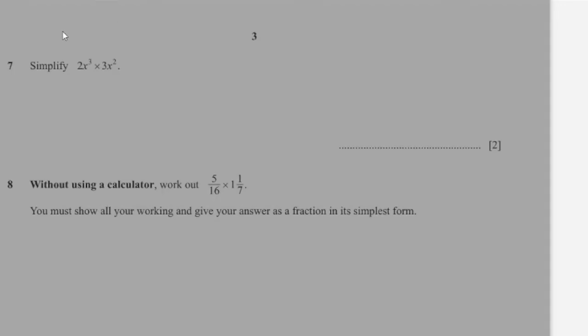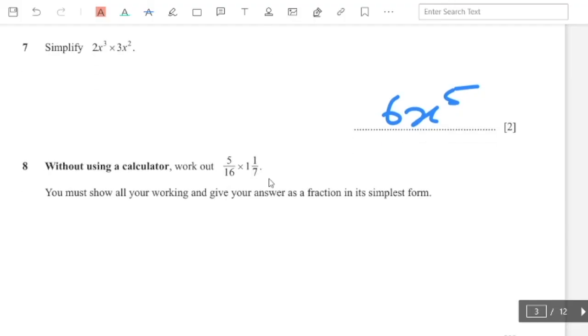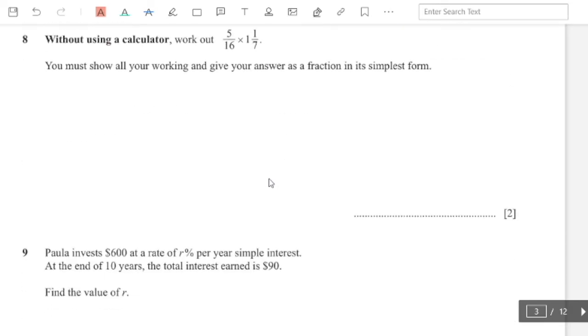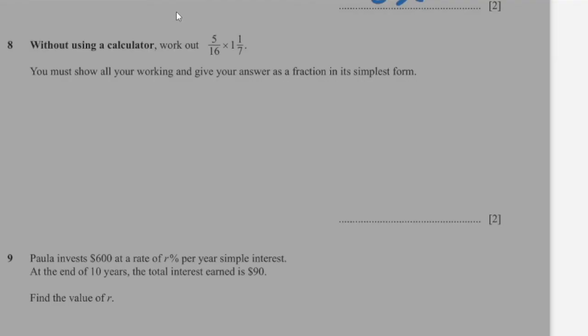7. Simplify 2x cubed into 3x squared, which is 6, and we add the powers, which becomes 5. 8. Without using a calculator, work out 5 over 16 into 1 by 7. You must show all your working and give your answer as a fraction in its simplest form.